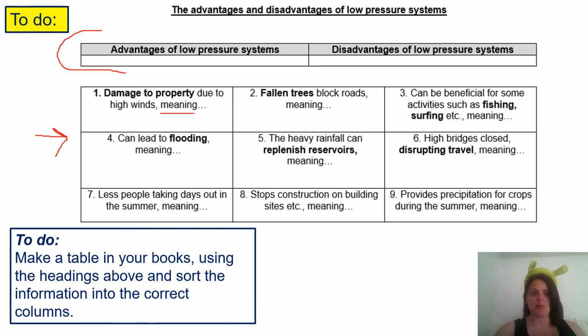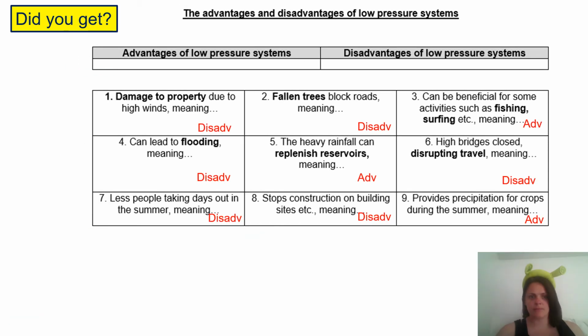and I want you to explain how these points are advantages or disadvantages. So for example, number 1, it says damage to property due to high winds. Meaning what? Is that an advantage or a disadvantage? Tell me why. Give yourself about 15 minutes. Okay, so on your screen now you can see your answers, so just get your green pen and give yourself a tick or correct them.